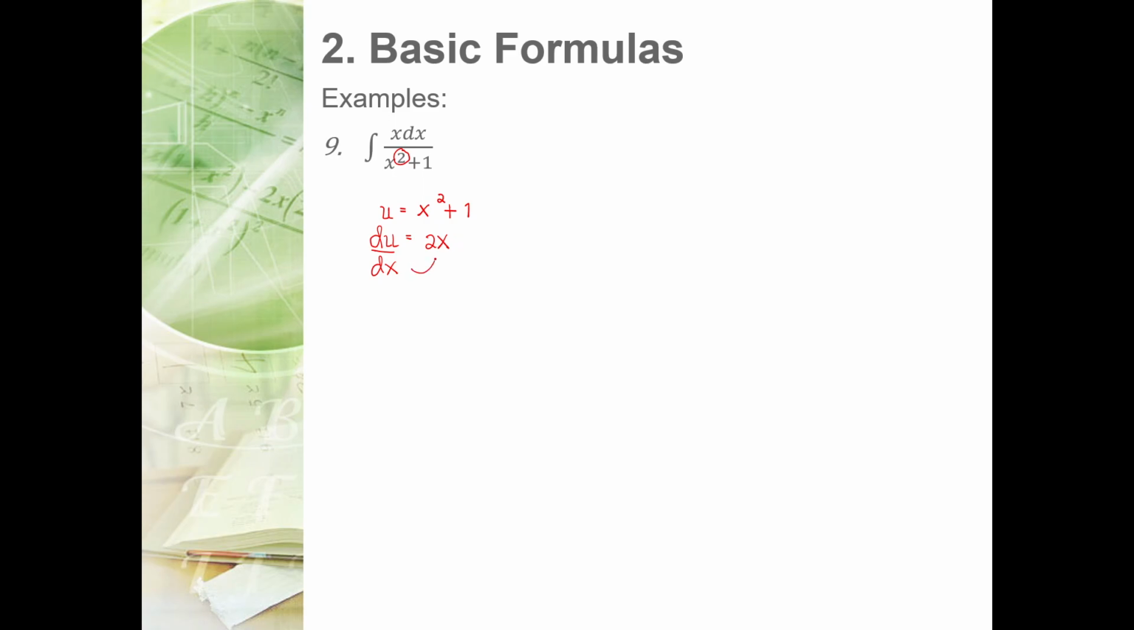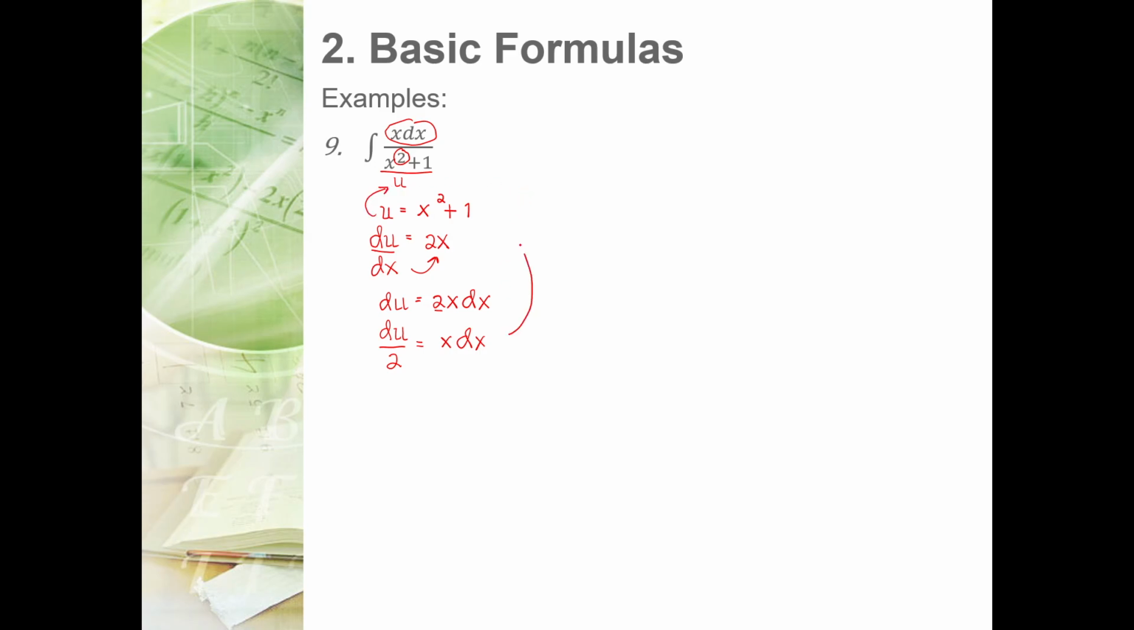And then multiplying it to the other side, so your du is now 2x dx. Since this one is x dx only, and we have 2 here, we have to isolate 2 to the other side for us to achieve x dx. So du all over 2 is x dx. So meaning this one is your u parameter.